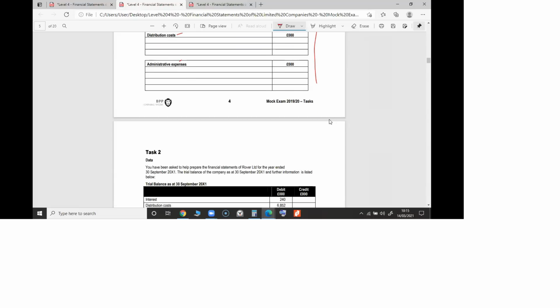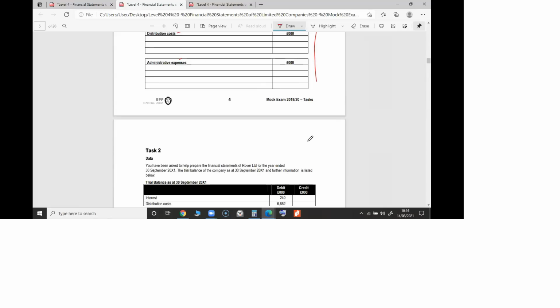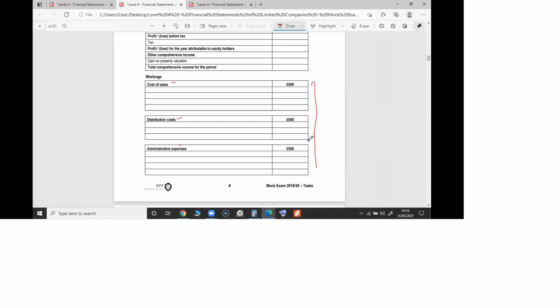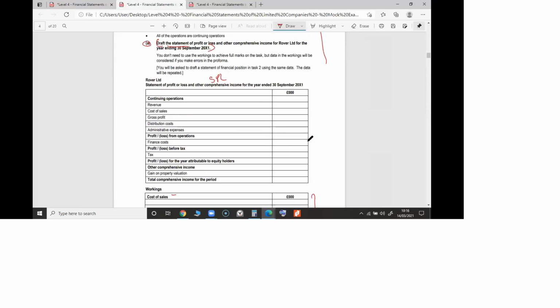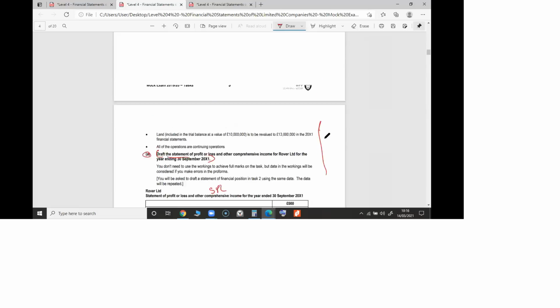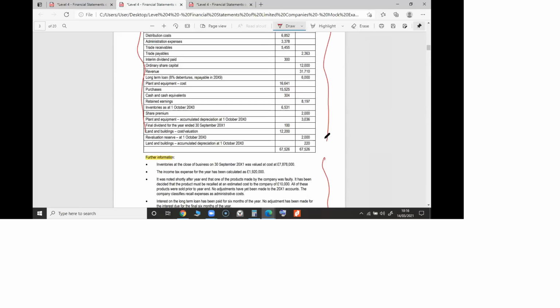Then I have got task 2. So I don't need to go to task 2 because task 2 will be separate. Although the same information can be brought down in task 2, it will be repeated for you. So each task is independent. Yep. So in my task 1, I can see the trial balance is there. Some further information is given. And I am meant to do an SPL.